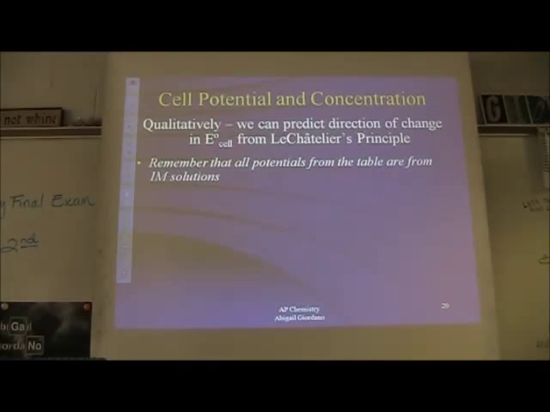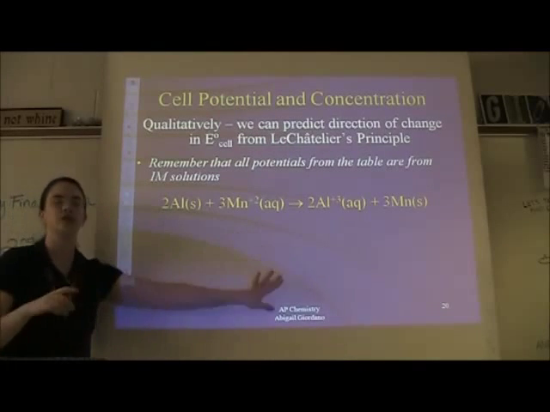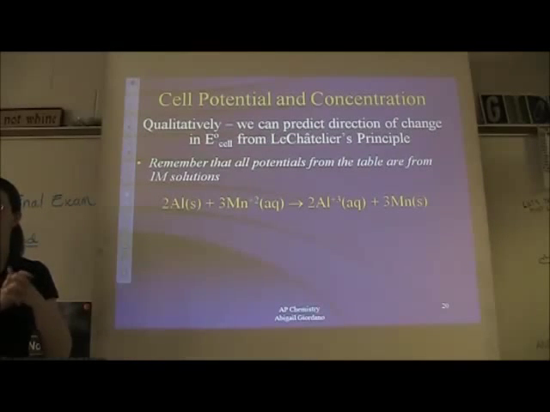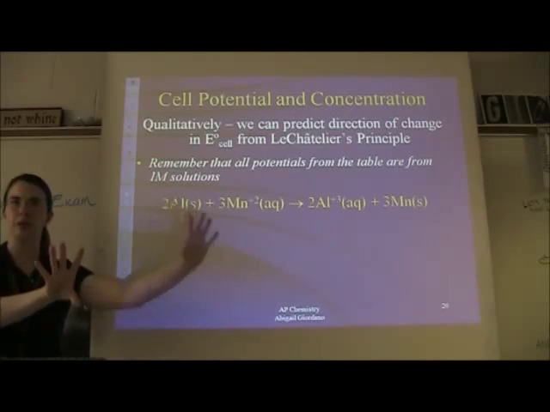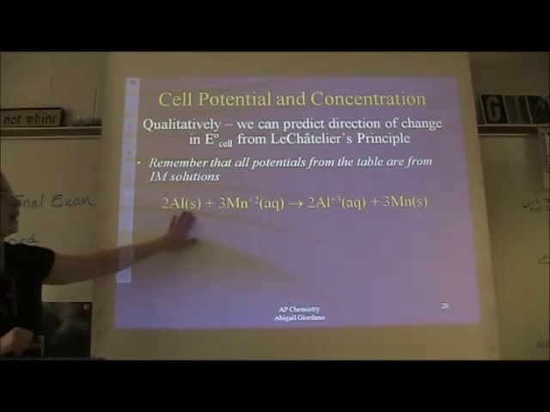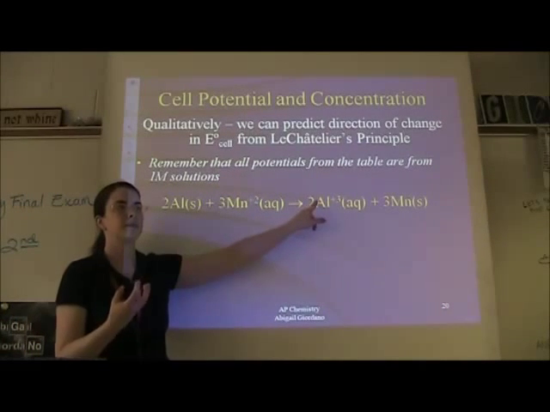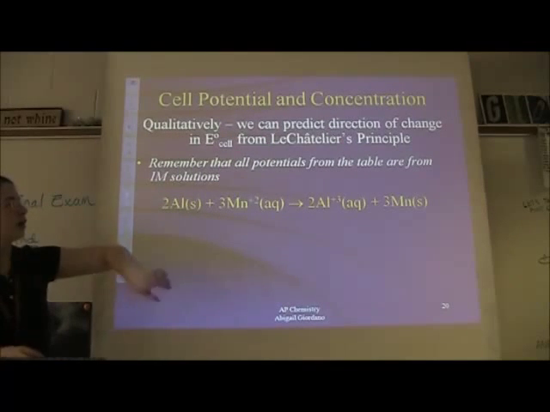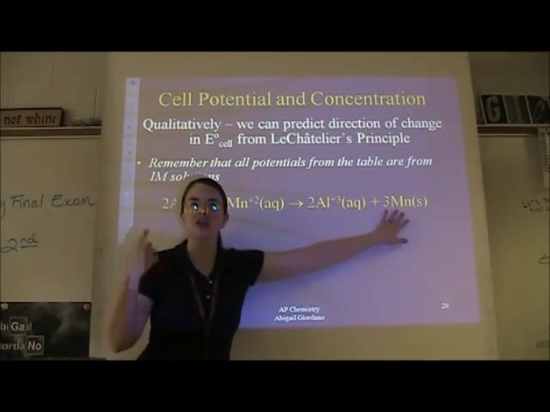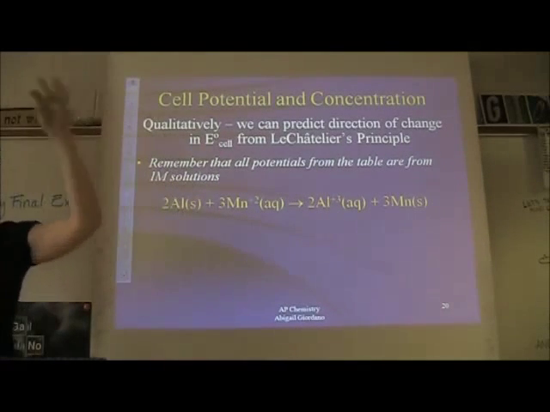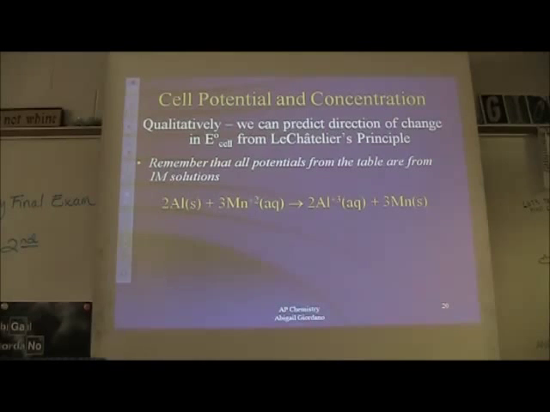For example, okay? Again, I'm going to review with you just a little bit. Let me set the scene here. We've got a galvanic cell, two sides, two beakers. One side has a bar of aluminum, and that bar of aluminum is sitting in a beaker with some aluminum solution. Now, there's a wire connecting it to a bar of manganese, which is swimming around in a solution with manganese ions. Wire connecting the two metals.